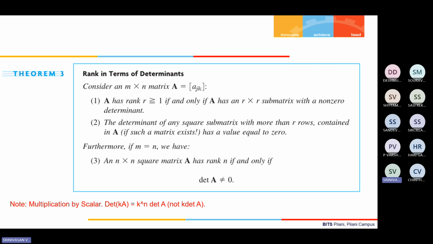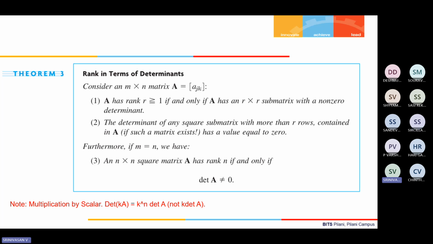Have you got this one? Is it clear? Is it clear? Anyone? Varsha? Hello? Hello? Yes, is this point clear? Is it clear? How to find the rank of a matrix through determinants? Is it clear? Yes, sir. Shall we proceed? Okay.